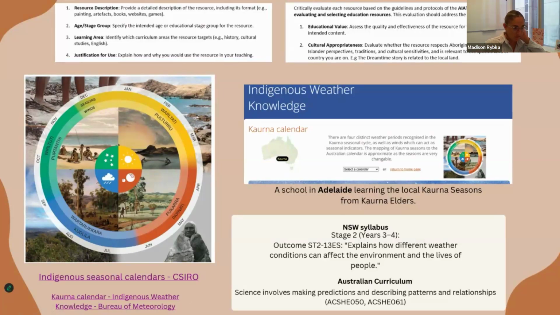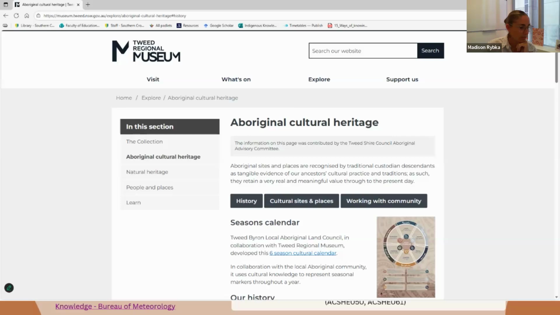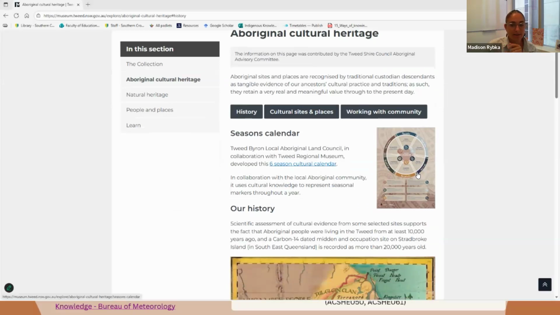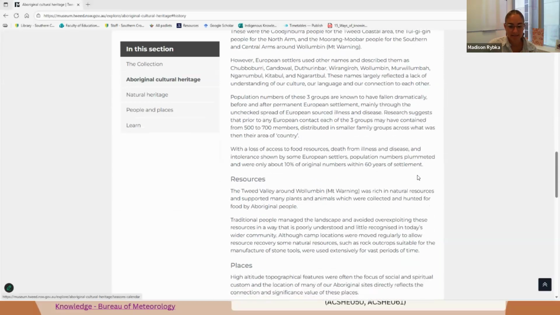I did speak to one of the elders here, and I asked if this was the Yugambeh seasonal calendar. And she did remind me to say, this is from Tweed River. So a few of the local Indigenous land councils have come together to create one locally here, but I would say this is more for your Tweed Byron area more than your Yugambeh. But again, that's something you can speak about when you are writing.